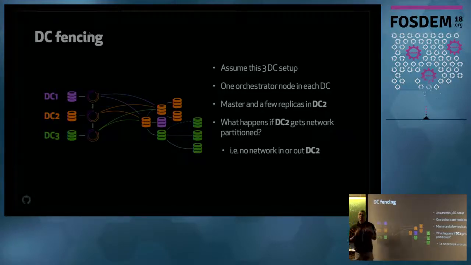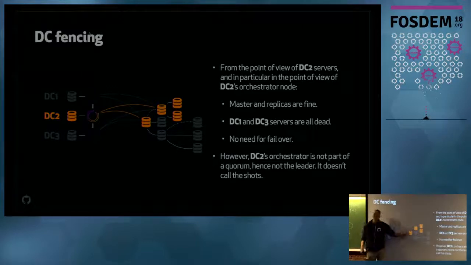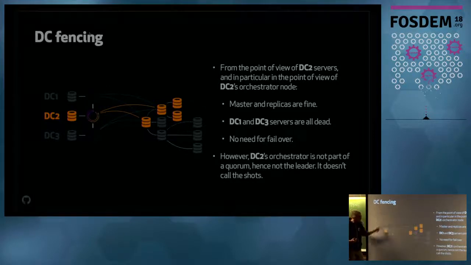Let's see how it looks to this orchestrator node. In this orchestrator node's view, the master is alive. There's a few replicas, they're running, and a bunch of other replicas in other data centers who are dead. But there's no need to fail over. The master is alive. Thankfully, this orchestrator node is similarly isolated from the rest of its own nodes, just as MySQL is isolated from the rest of the replicas.